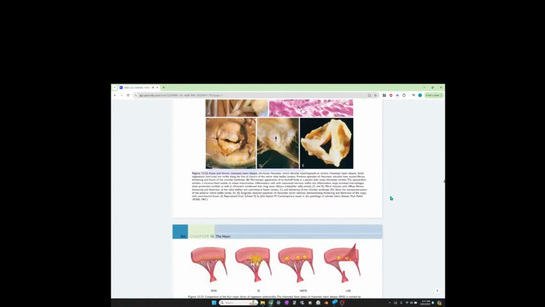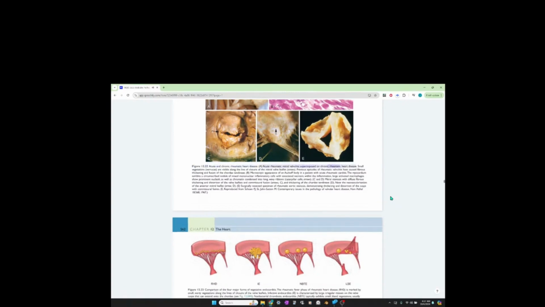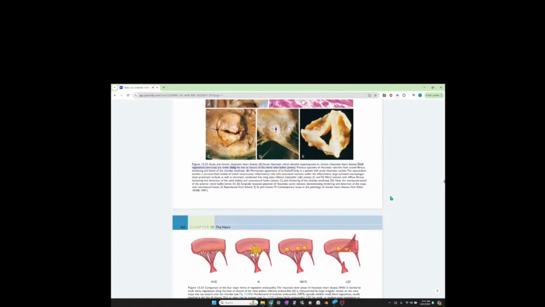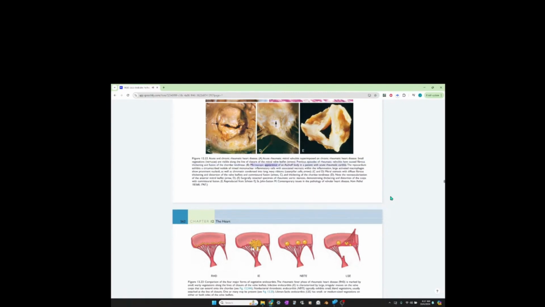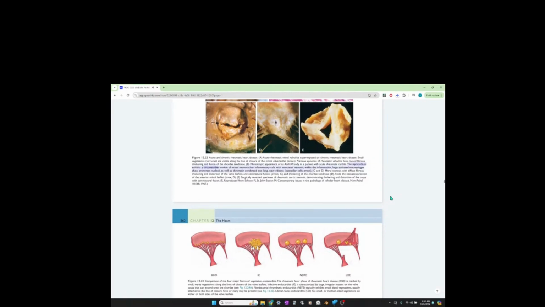Figure 12.22. Acute and chronic rheumatic heart disease. A, acute rheumatic mitral valvulitis superimposed on chronic rheumatic heart disease. Small vegetations are visible along the line of closure of the mitral valve leaflet. Previous episodes of rheumatic valvulitis have caused fibrous thickening and fusion of the chordae tendineae. B, microscopic appearance of an Aschoff body in a patient with acute rheumatic carditis. The myocardium exhibits a circumscribed nodule of mixed mononuclear inflammatory cells with associated necrosis. Within the inflammation, large activated macrophages show prominent nucleoli, as well as chromatin condensed into long, wavy ribbons.